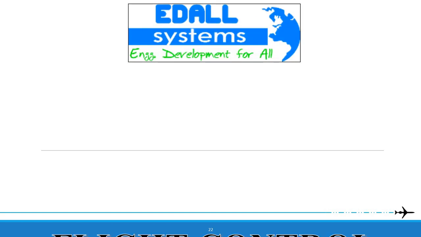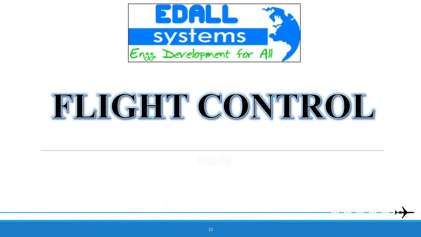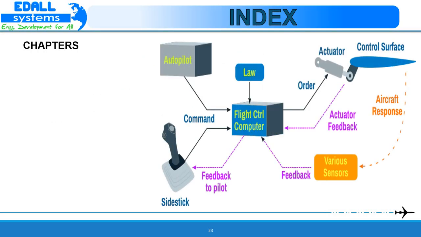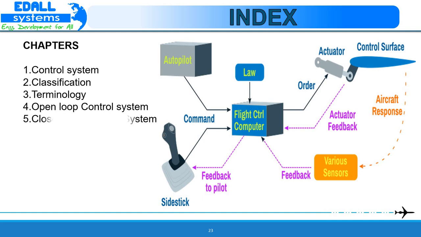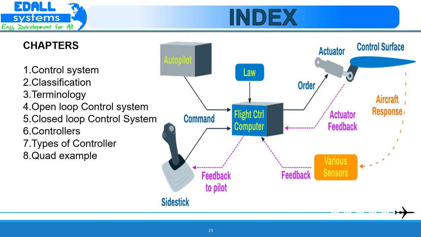Now we have come to the last chapter of our flight control, this control system. The chapters that we will be going through are control systems, classification, terminologies, open loop control system, closed loop control systems, controllers, types of controllers, quadcopter an example.